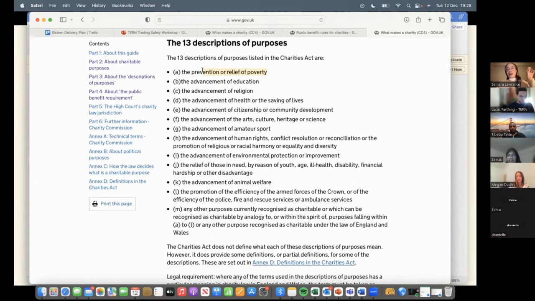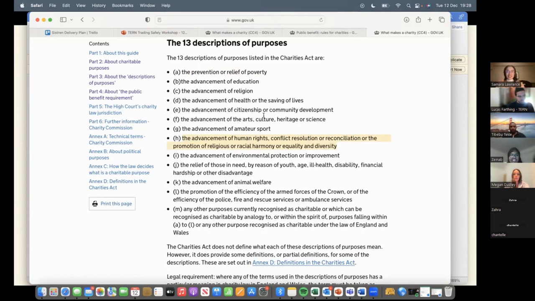For example, I work at Oxfam in another part of my job, and they started off with the prevention and relief of poverty. Since then they've added the advancement of human rights as their work has developed, and they also added one around sustainable development. So they've got three charitable purposes, which over the 80 years have come to fruition. Does that help?